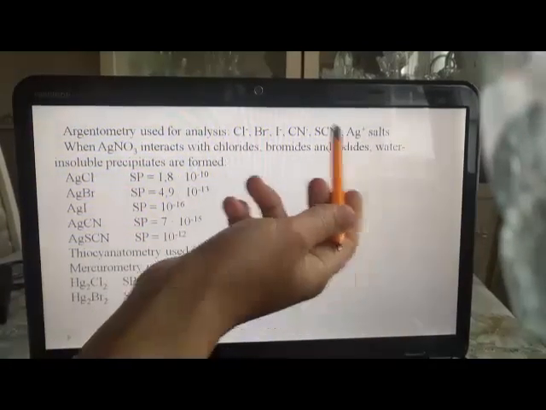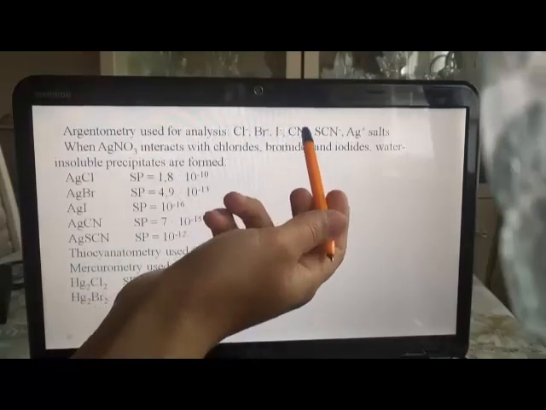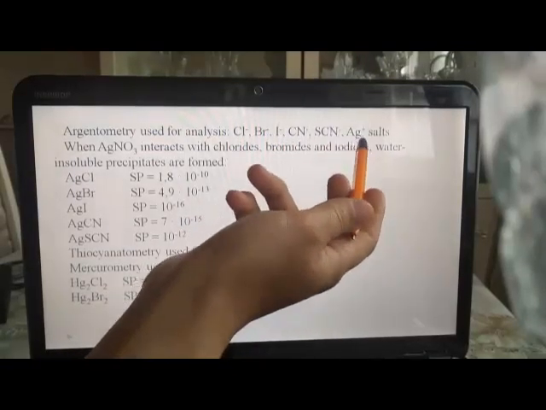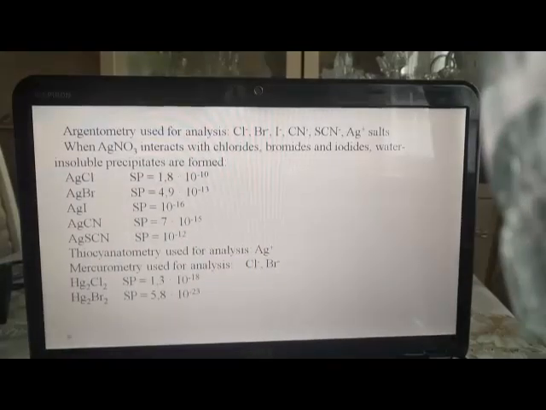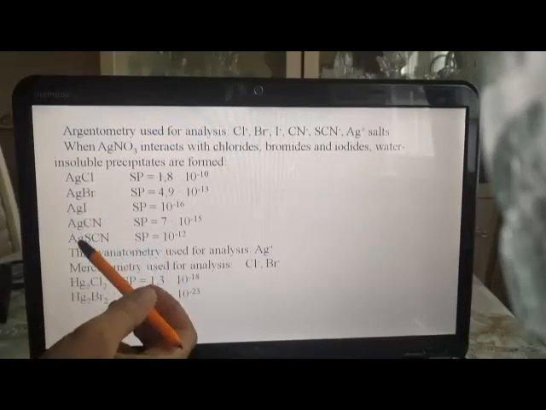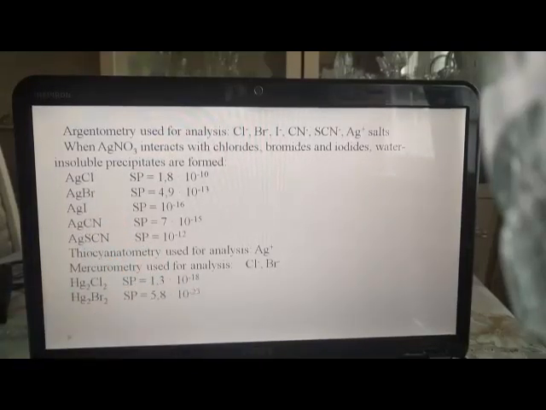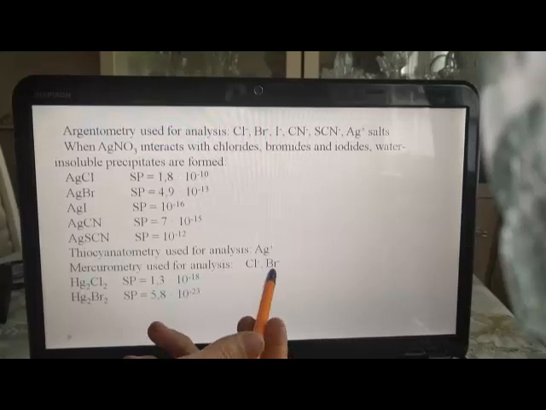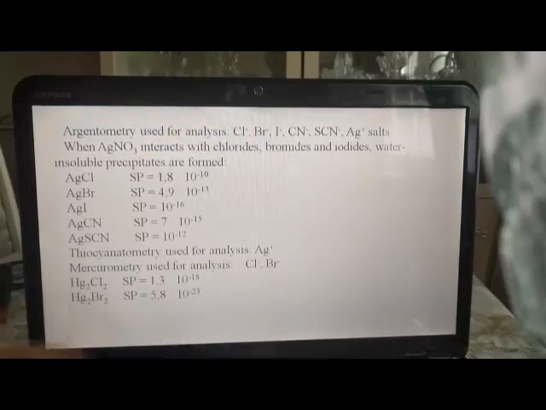Argentometry is used for the analysis of chloride, bromide, iodide, cyanide, rhodanate, and silver salts. When silver nitrate interacts with chlorides, bromides, and iodides, water-insoluble precipitates are formed. And there we can see the solubility product for the silver precipitates. Thiocyanometry is used for analysis of silver ions. Mercurometry is used for analysis of chlorides and bromides. And, for example, the solubility product for some mercury chloride and mercury bromide salts.